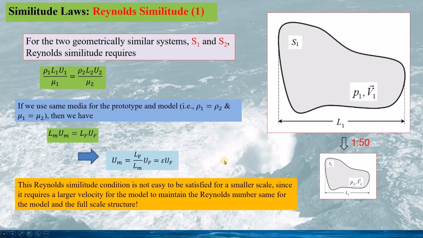Therefore, the Reynolds similitude would lead to a larger model speed than that of the full-scale model. Hence, this condition is not easy to be satisfied for a smaller model.